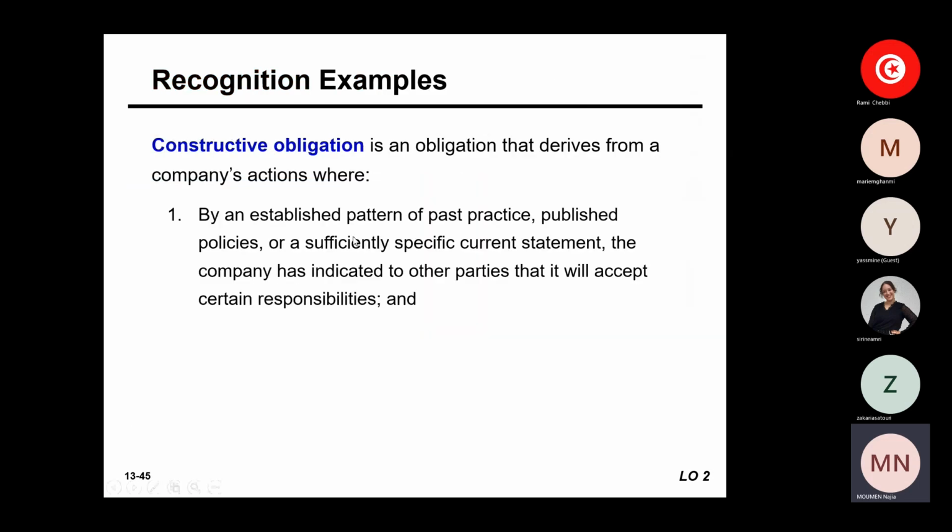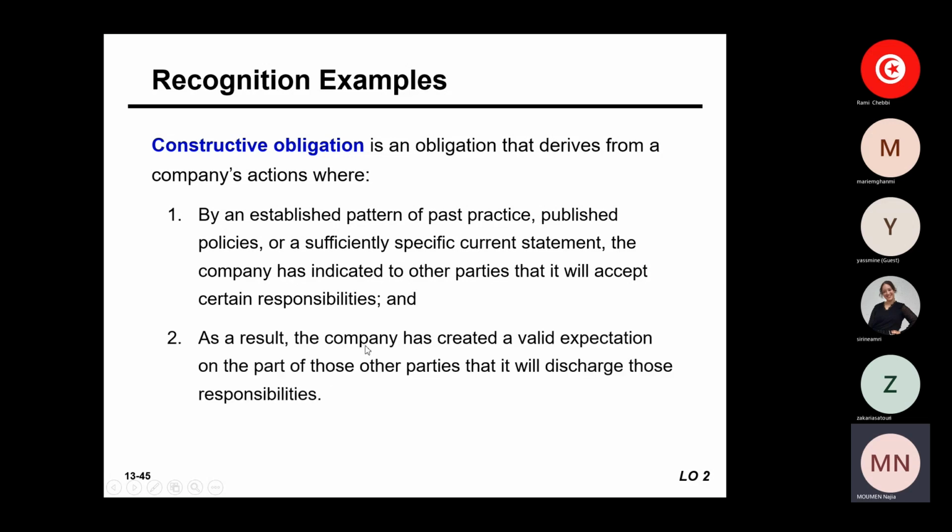Why implicit? Because you have this constructive obligation when there is an established pattern of past practice, of published policies, of sufficiently specific current statements, etc., so that the company has indicated to other parties that it will accept certain responsibility, and as a result, the company has created a valid expectation on the part of those other parties that it will discharge those responsibilities. I'm just trying to figure out one example of this constructive obligation.